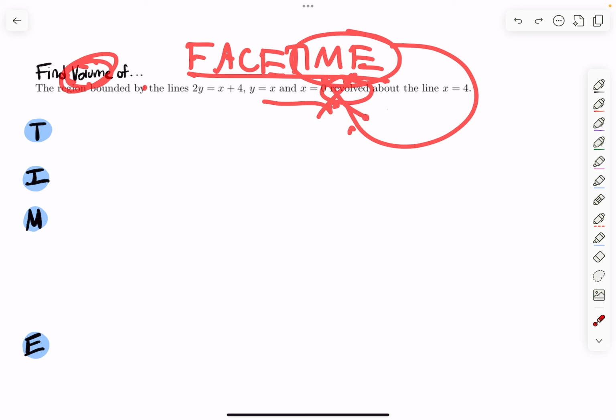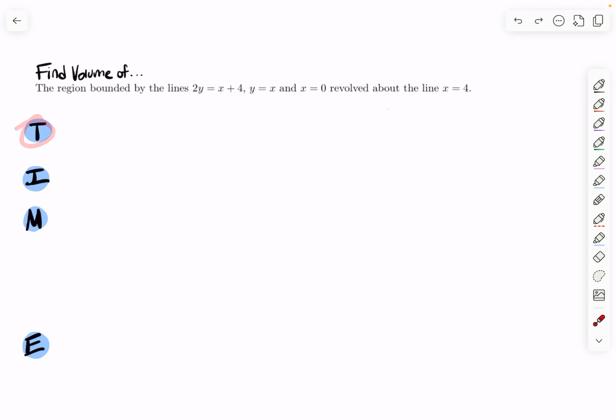If you saw volume and you did not see revolve, then that would be a problem from last section where we just found volume given a cross section. The first thing to do is to find the terms that our problem is going to be in. The terms depend on two things.